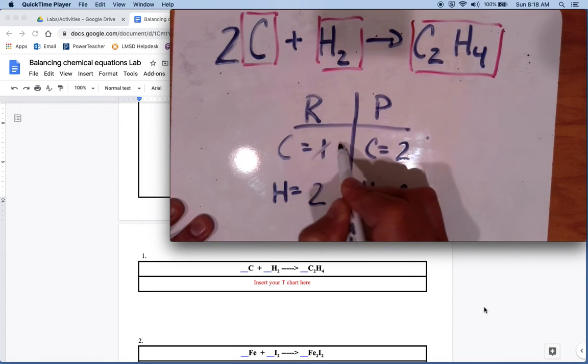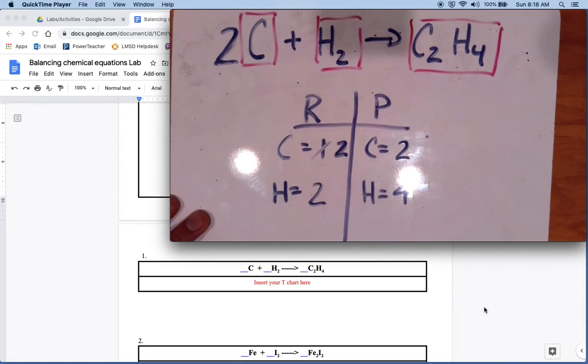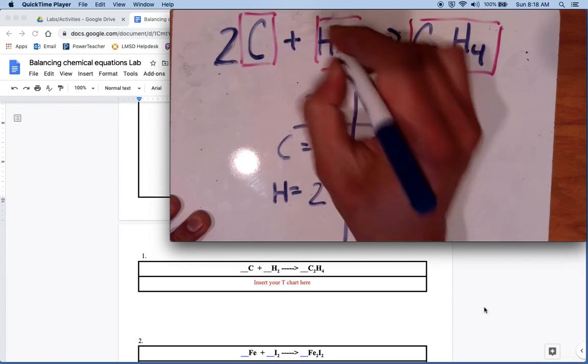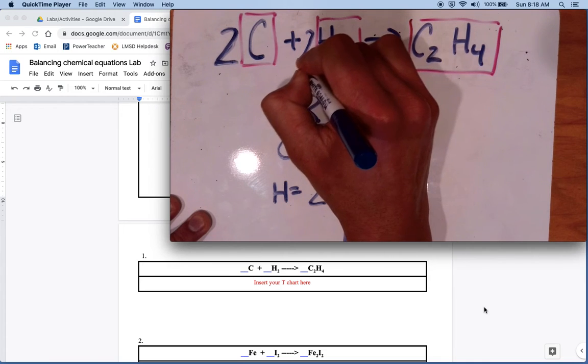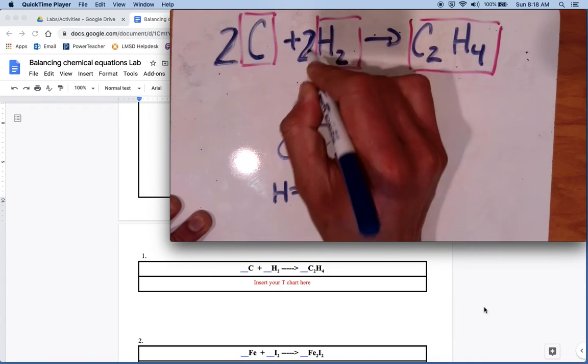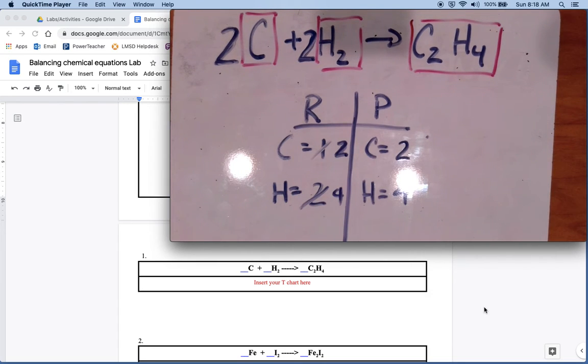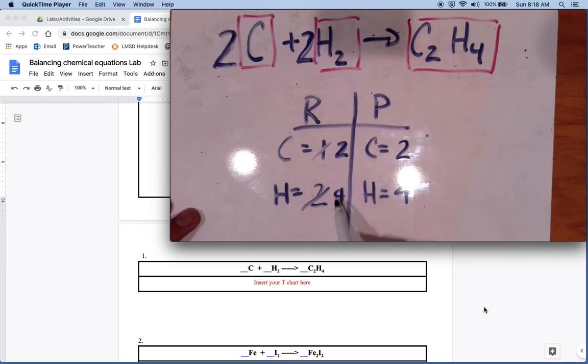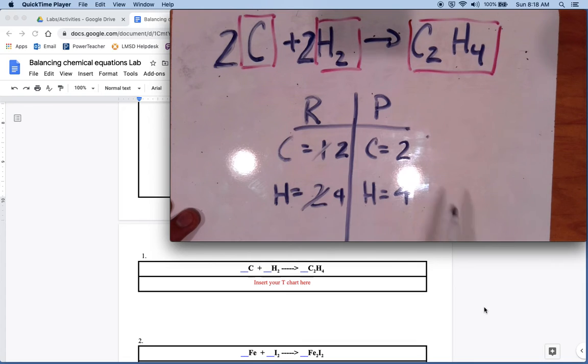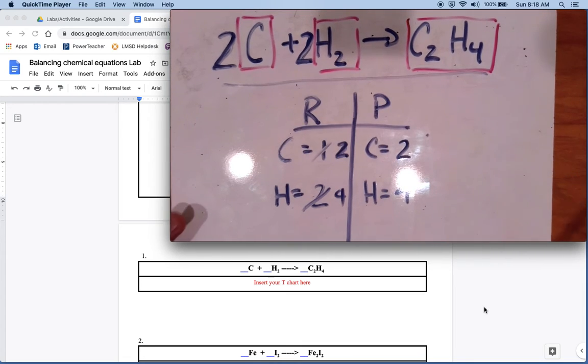So from here, I can cross that out and say I now have a 2. But I still have 2 hydrogens and 4 hydrogens here, so I need to do something here. I'm going to multiply this molecule by 2, because 2 times 2 would make 4. So I'm going to change this out and I get 4. When I do that, I get 2 and 4. This is balanced. This is my balanced equation right here.